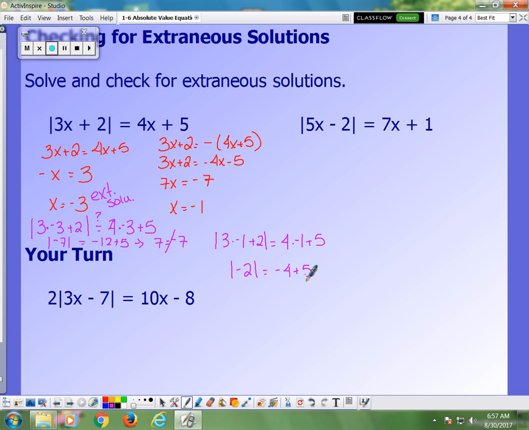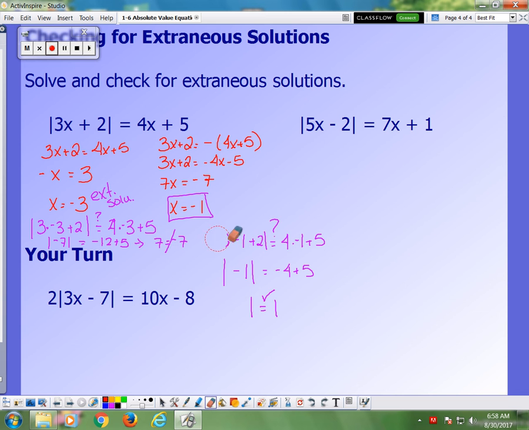I think I made a mistake. Oh, Mrs. Miller, look at that. I added here. This really should be, let's take it out, should be -3 plus 1 is -1. Well, the absolute value of -1 is 1. And when we're checking this, the -4 plus 5 is 1. This checks, so this, ladies and gentlemen, is the solution to our problem.